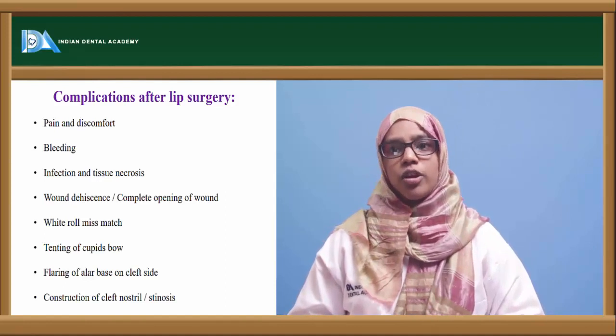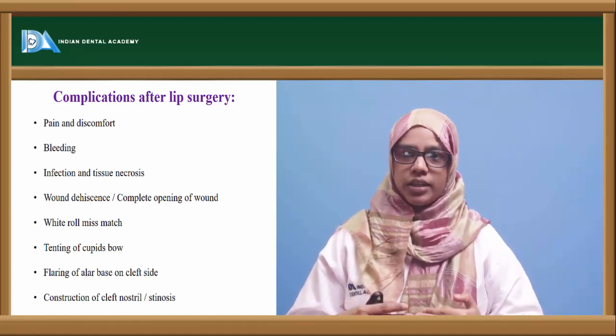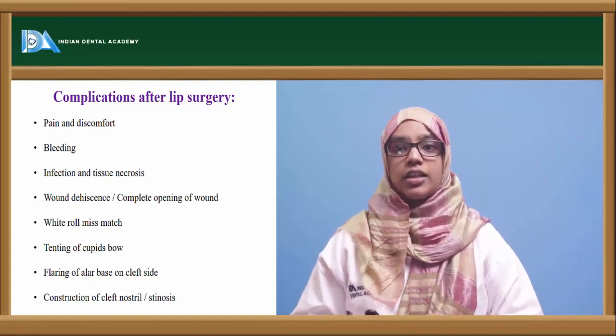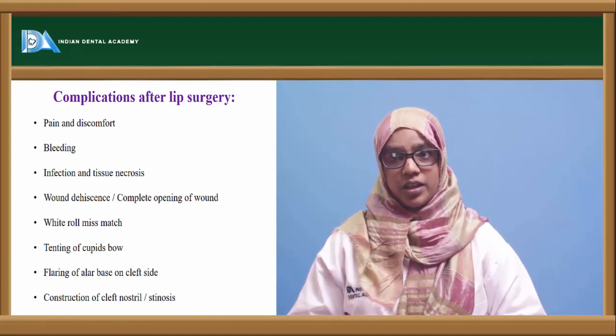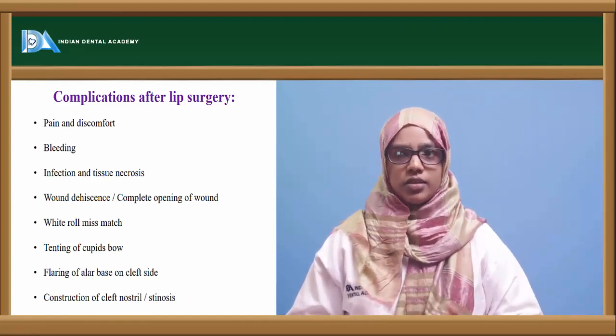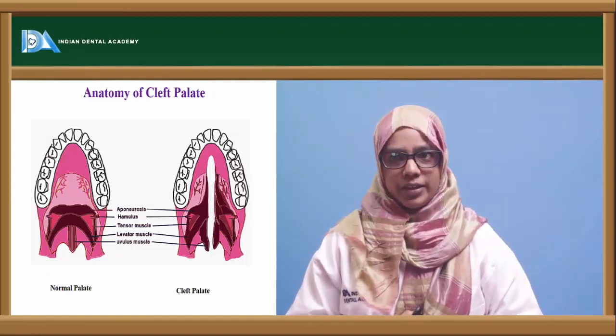Sometimes, no matter how much you try your best, white roll mismatch can occur. There could be tenting of the cupid's bow. There could be flaring of the ala base if the ala nasalis stitch is not done properly. And sometimes if you have overtightened the stitch, it could result in nasal stenosis. Let's move on to the cleft palate.